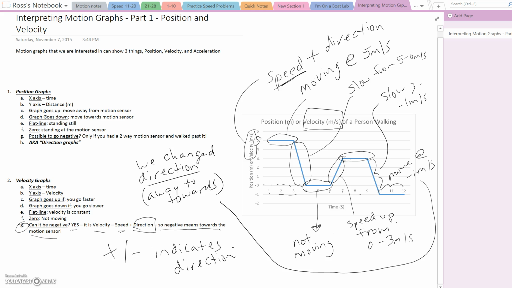The velocity graphs are almost a combination of the position and a speed graph all in one. Please let me know if you've got any questions. This should help for just understanding the basics of position and velocity graphs.